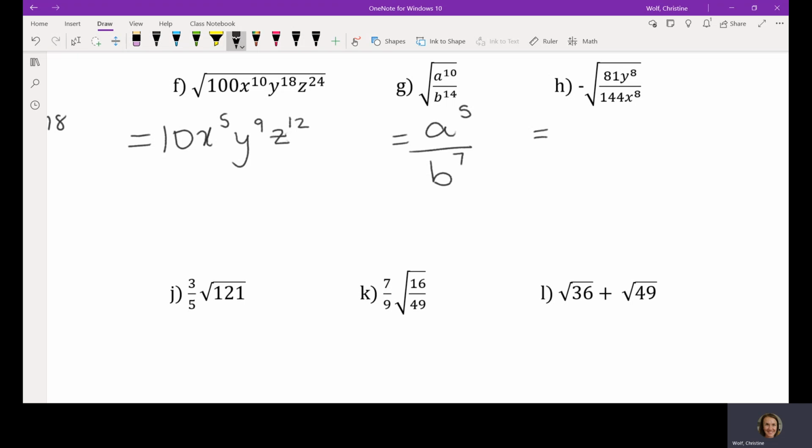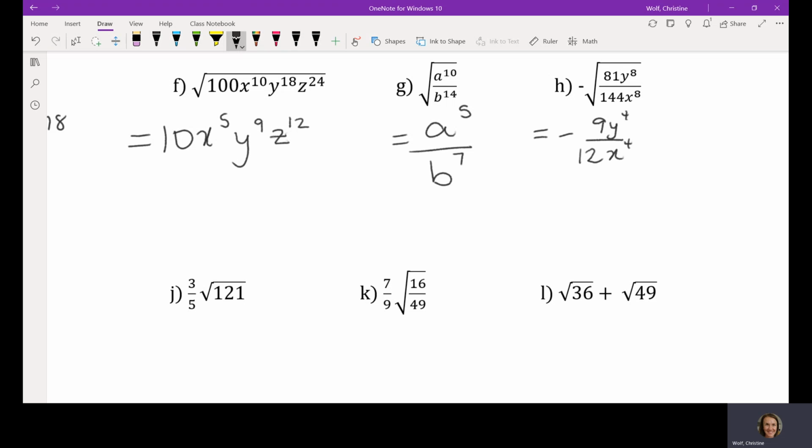So what happens to that negative out front? Yeah, it just gets added down. And now don't let fractions scare you, one at a time. Let's do the top. The square root of 81 is 9. And then y to the 8 becomes y to the 4. Down low, the square root of 144 is 12. And x to the 8 becomes x to the 4.